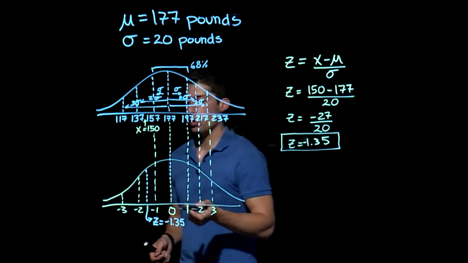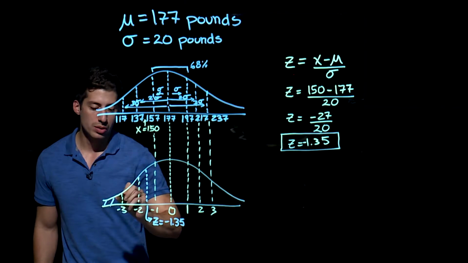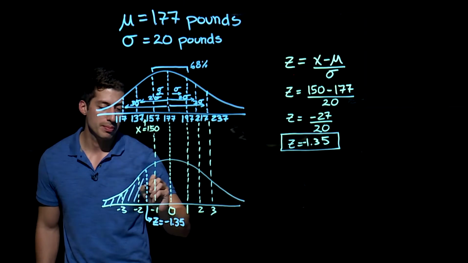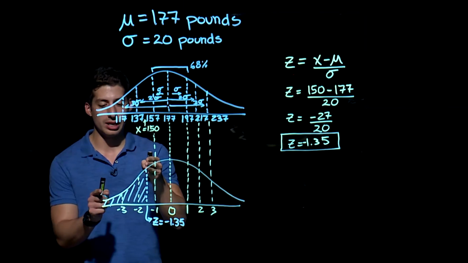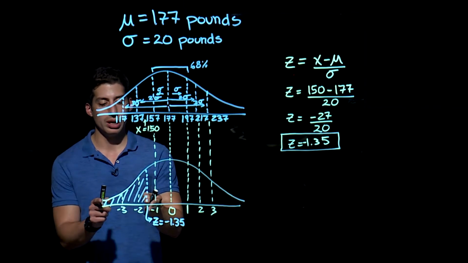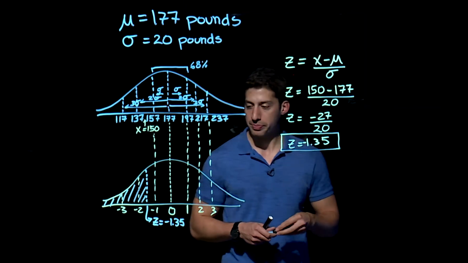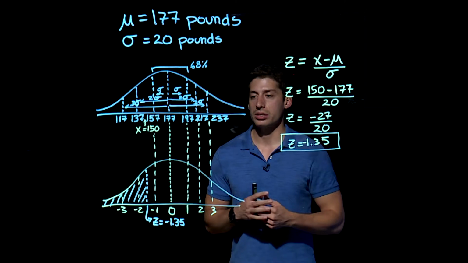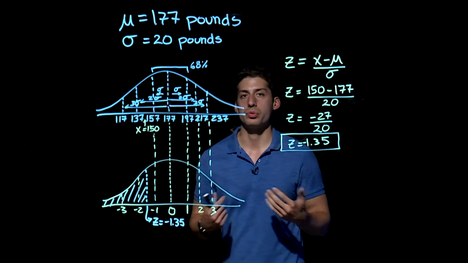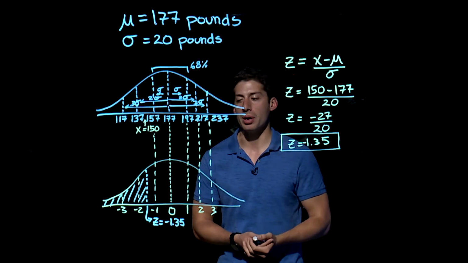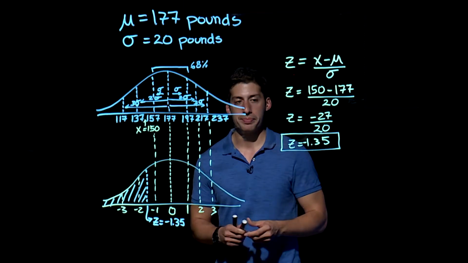Now we can ask another question here. What is the proportion or the probability of people with a weight lower than 150 pounds? It would be this area that I just shaded: people with a weight to the left of a z of negative 1.35. And we can solve this with the standard normal, because the entire area below the curve equals 1. That means that 100% of the population is included below the graph.